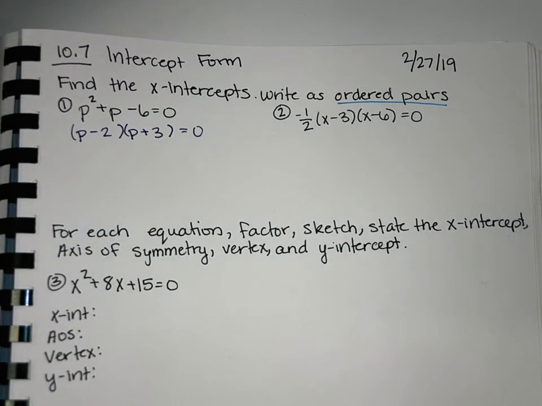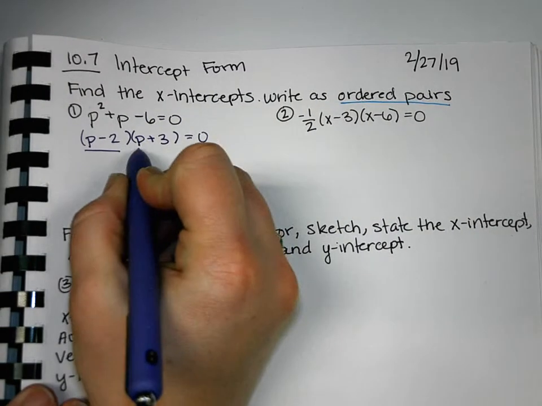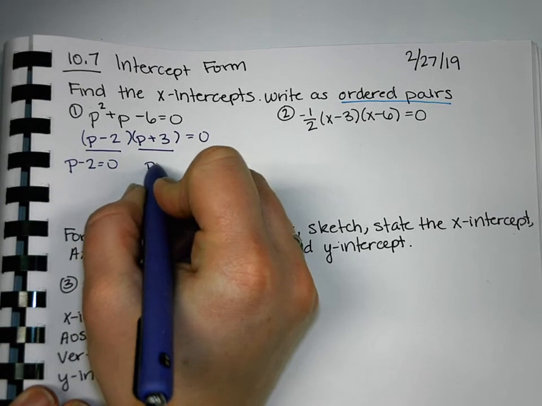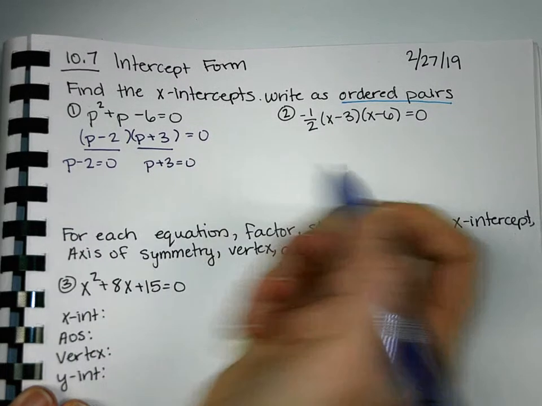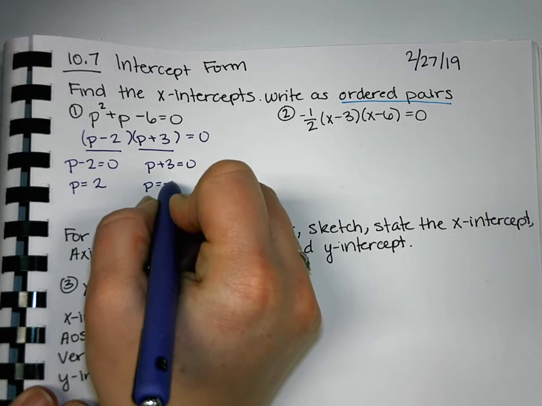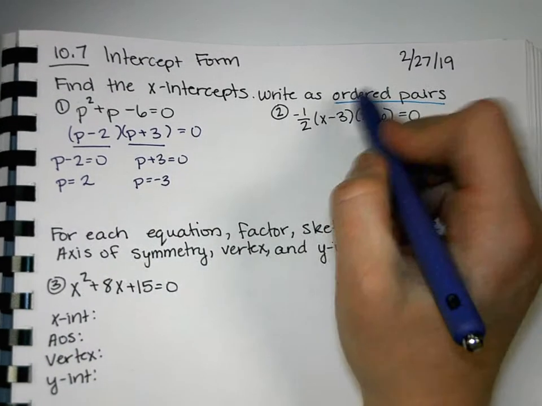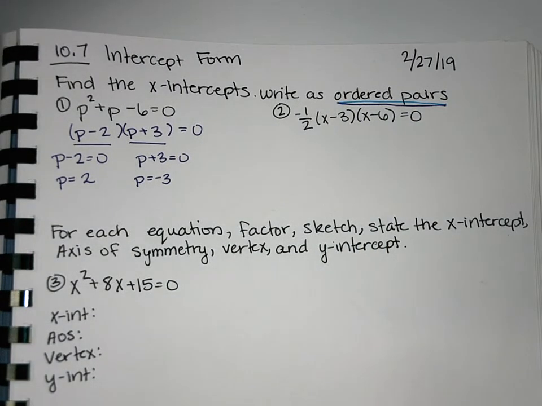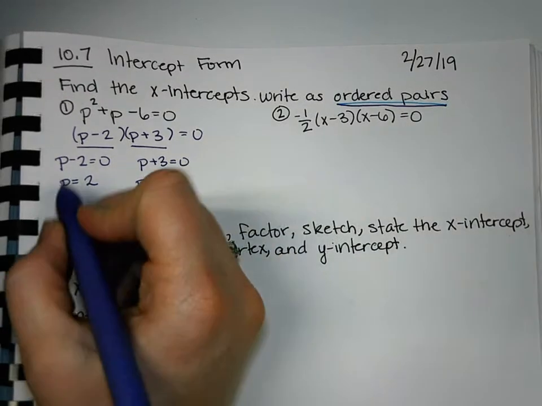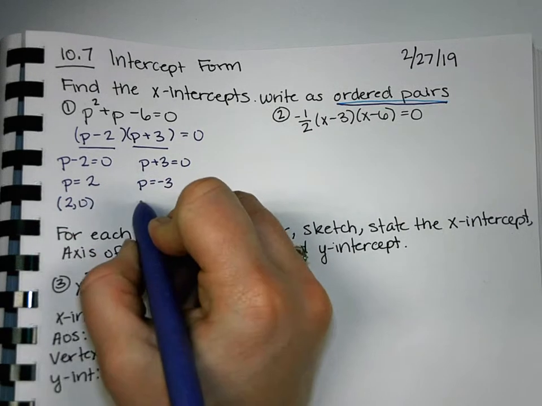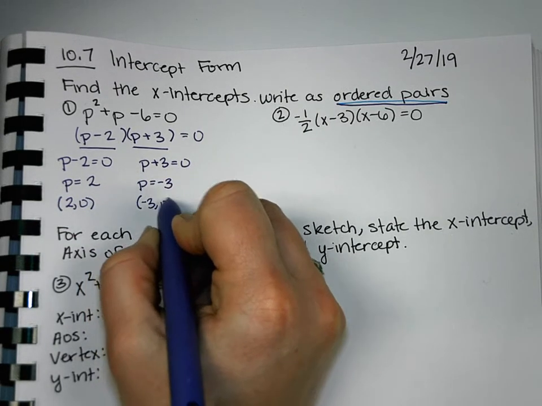Okay, so once it's factored, what did we do? We set each thing being multiplied equal to 0 and solved. So we'll get 2 and negative 3. But what is it asking for? So these are x-intercepts. So how could we write 2 as an ordered pair? 2 comma 0. And then negative 3, negative 3 comma 0.